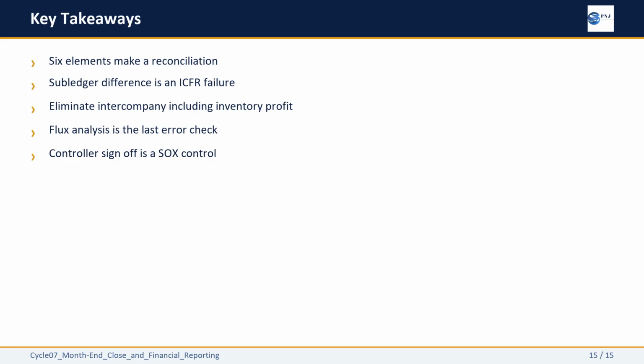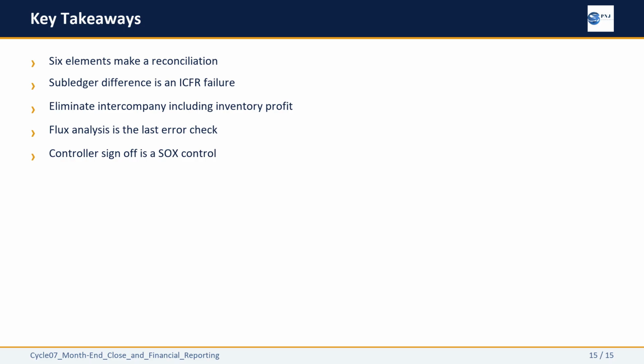Let us bring it together. A proper reconciliation has 6 elements and is signed by a preparer and an independent reviewer, completed within the close deadline. Subledgers must agree to the general ledger, and an unresolved difference is an ICFR failure, not a rounding nuisance. For multiple entities, intercompany balances must agree before you eliminate them, including the unrealized profit sitting in inventory.